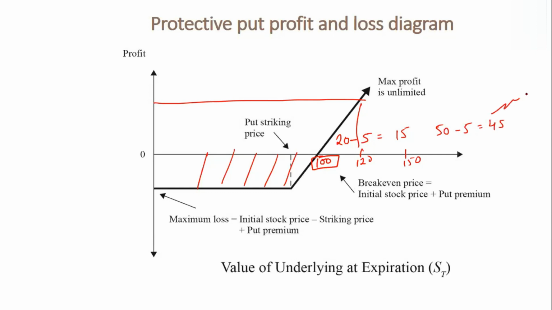So you see your profit potential is still unlimited. But what about your loss potential? If it goes down, you are protected. Why are you protected? Because you purchased a put option at 100. So if it goes to 20, in a normal condition you would have suffered a loss of 80 from 100 to 20, correct? But since you have purchased a put option, this put option would have become profitable by 80, cancelling out all your losses in your actual stock position. So the maximum loss you can suffer is just the amount of premium which you have paid.